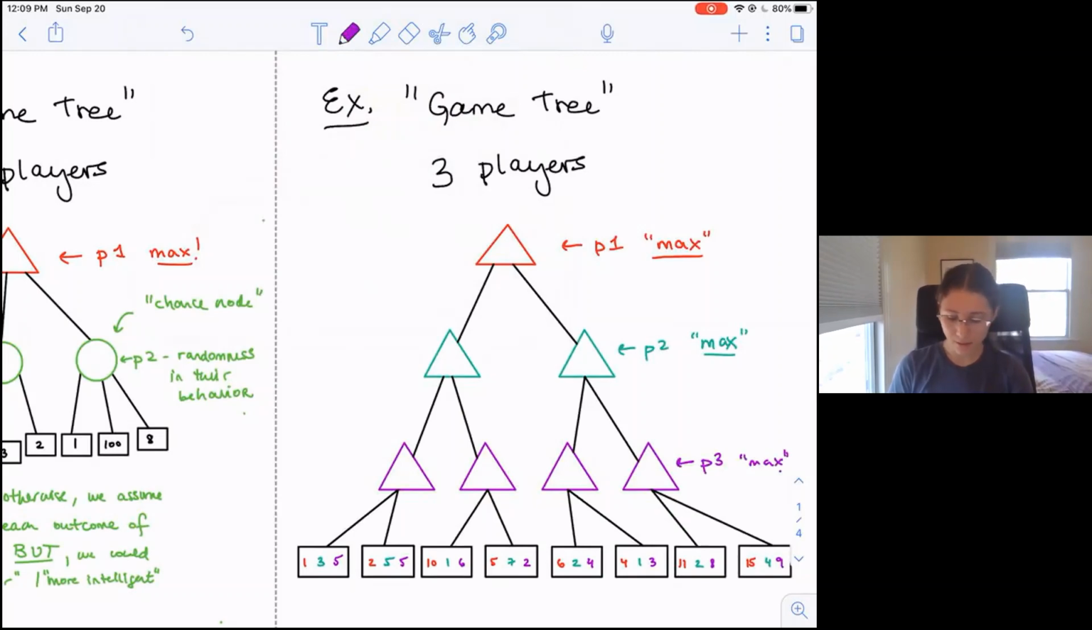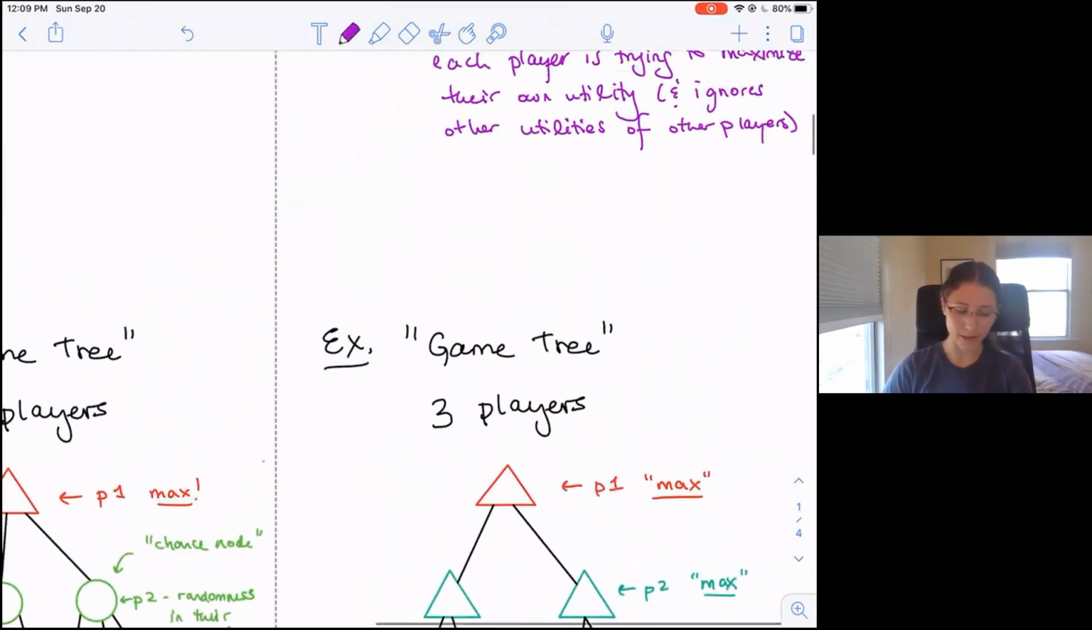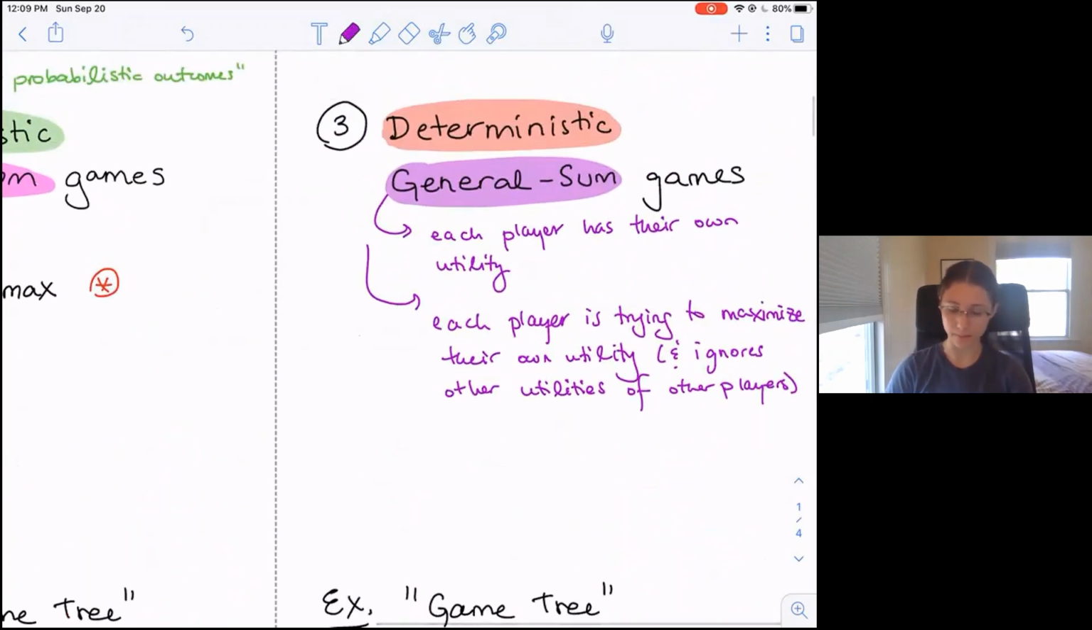Now, why is this? Well, remember the definition of a deterministic general sum game. Each player has their own utility, and each player is trying to maximize their own utility. So every single node that we see that represents a player is always going to be a max node.